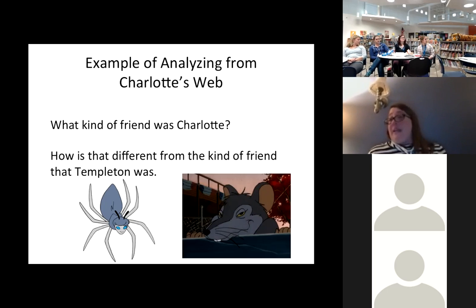She was kind. And then we could say, how is that different from the kind of friend that Templeton was? Charlotte cared about other people. Templeton cared about himself, right? So we could say she cared about others. He cared about himself. She wanted to help. He wanted to eat, right? He helped Wilbur so that he could get Wilbur's food. That was his motivation. So you could say Charlotte was a real friend. Templeton was not a real friend. So there's a lot of ways you could go with that.